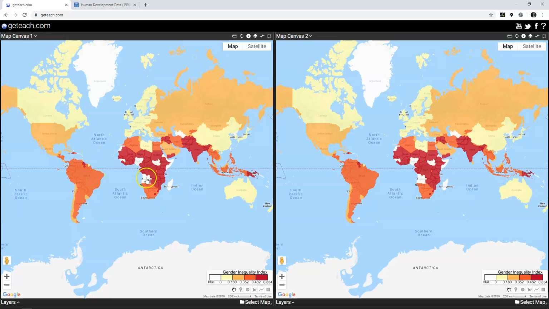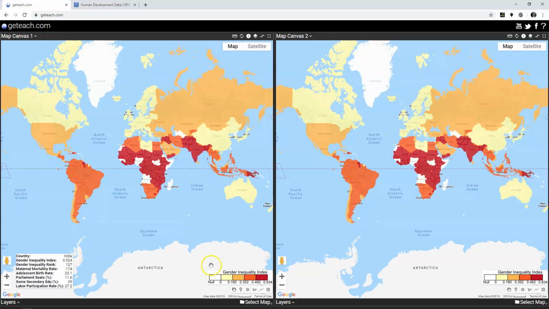The white is where there's no data, but everything else there is. So the United States, for example, has a 0.189 inequality index. Looks like the closer you get to 0, the more equal it is. And the Democratic Republic of the Congo, for example, has a 0.652.